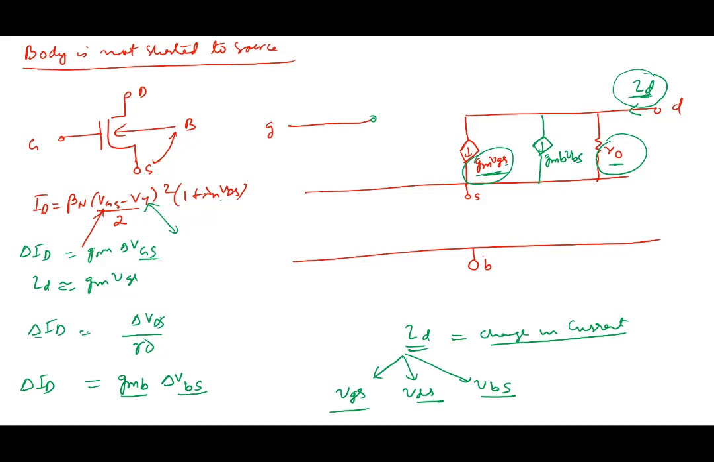But as I said, most of the time we may make a circuit where the source and body may be shorted. And so therefore, this term may not come into the picture. GMB VBS may not come because source and body are shorted here. But one needs to be aware of it. In many places it is required also. But this is also something that we will call a low frequency small signal model, because we have not added the capacitances between the two parts here.